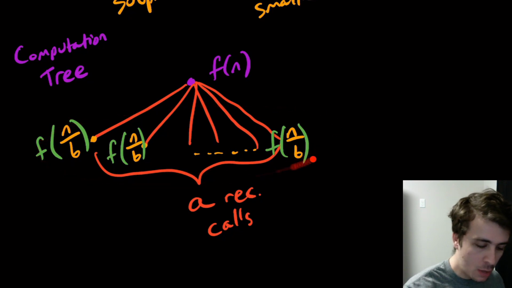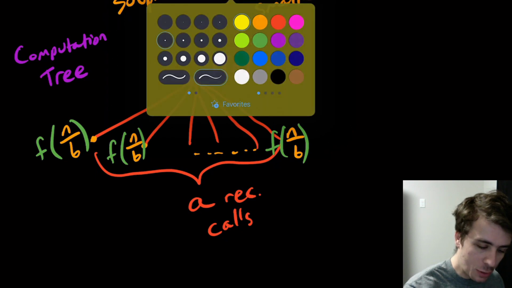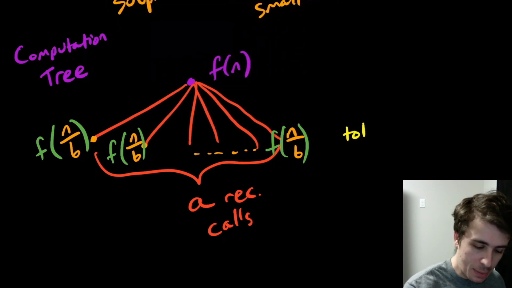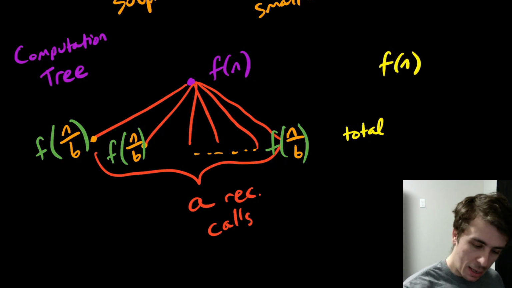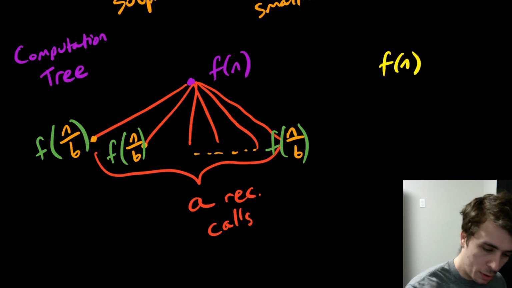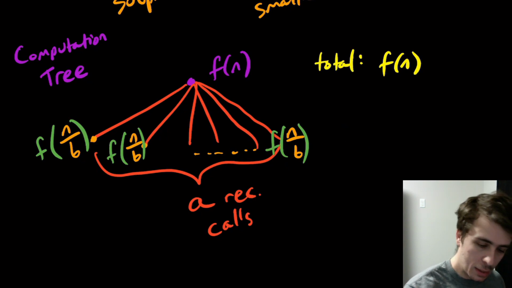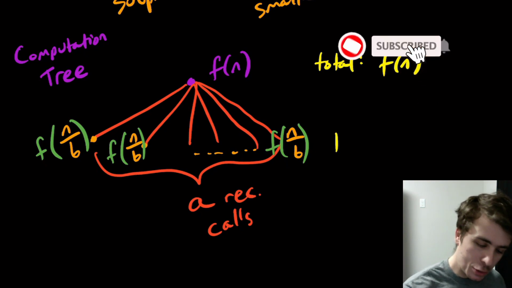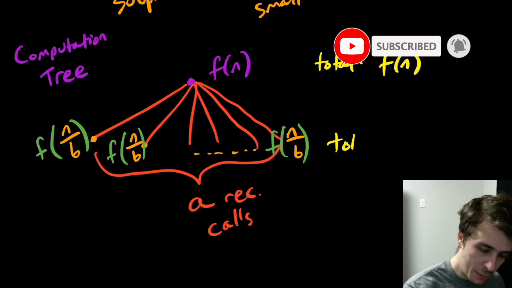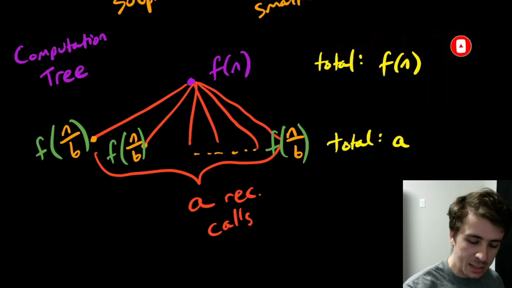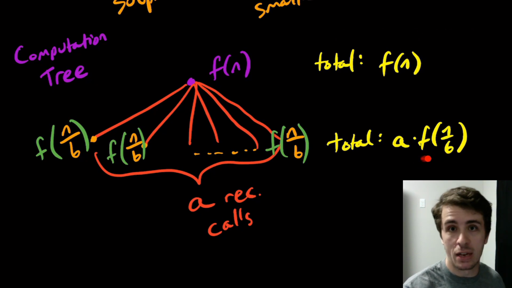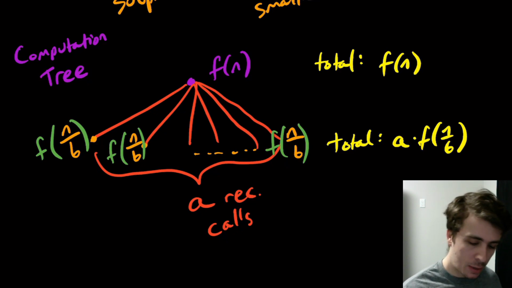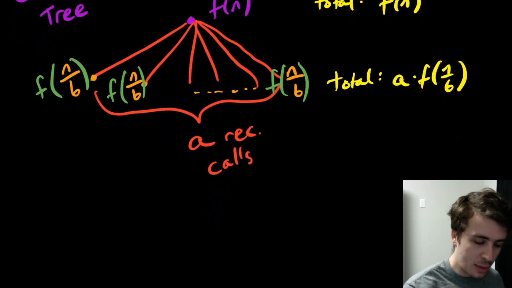But across all of them, because there are a recursive calls, if we just add them all up, if we just keep a total over here, we had f of n before, and actually I'll move the total word up here. So total is right here. The total for the first row was f of n, but the total for the second row is going to be a times f of n over b, because each recursive call was f of n over b, and we have a of them. Fair enough.